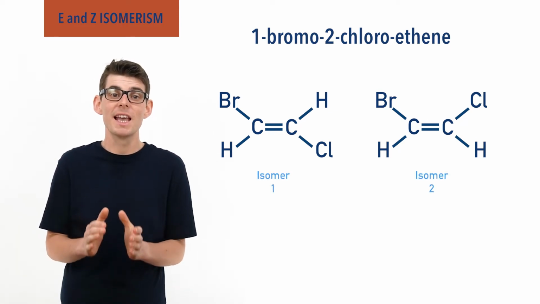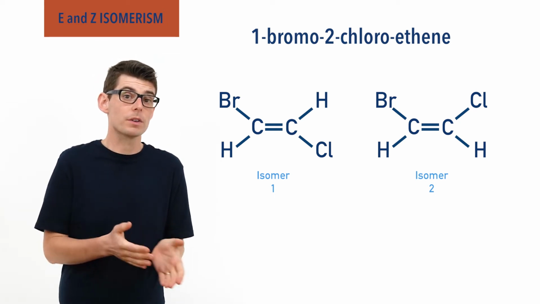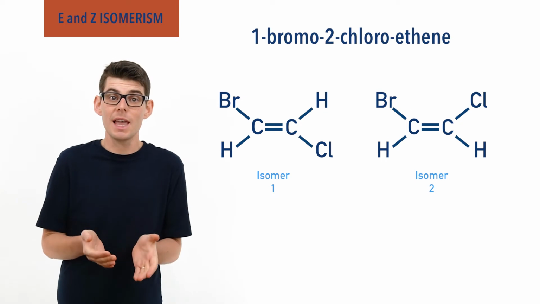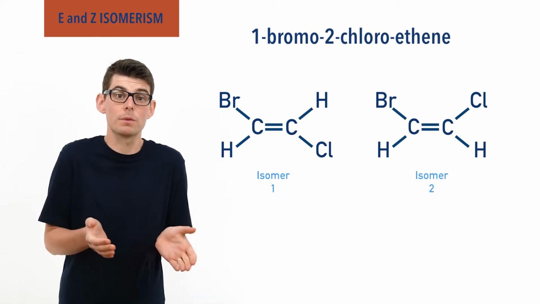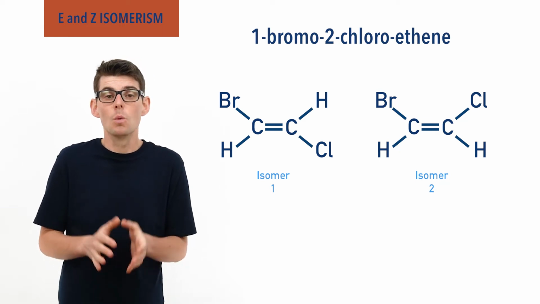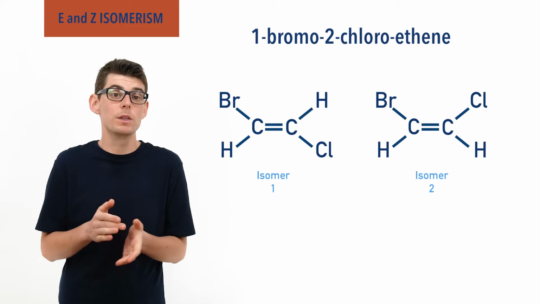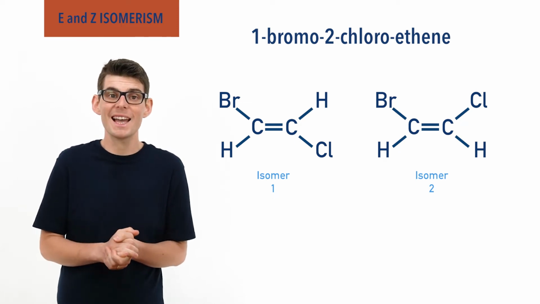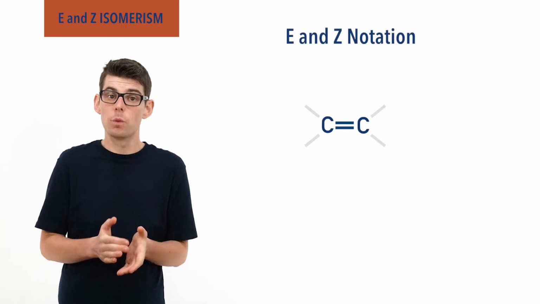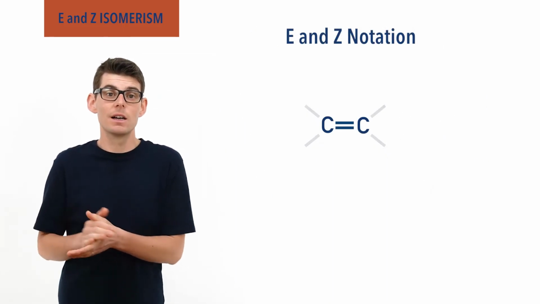This can create a real headache when naming molecules that show this type of isomerism. From our example, we now know that the name 1-bromo-2-chloroethene refers to two different possible molecules. We need to be able to specifically refer to each isomer when using a name. To help, we use a system called E and Z notation, with one isomer being called the Z isomer and the other the E isomer.